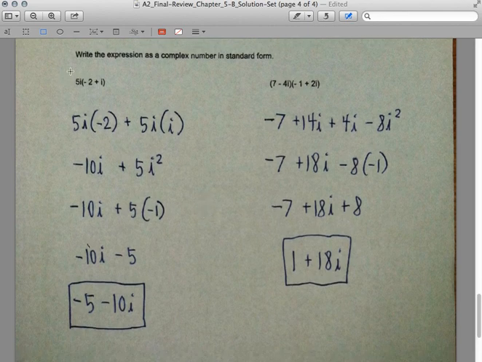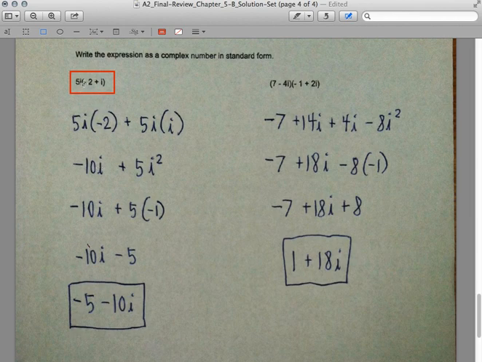Take a look at our first example here on the left. 5i times the value of negative 2 plus i. We use our distributive property and distribute 5i through the parentheses. 5i times negative 2. Again, we treat this variable i like any other variable. This is 5 times negative 2 times i, which is negative 10i.